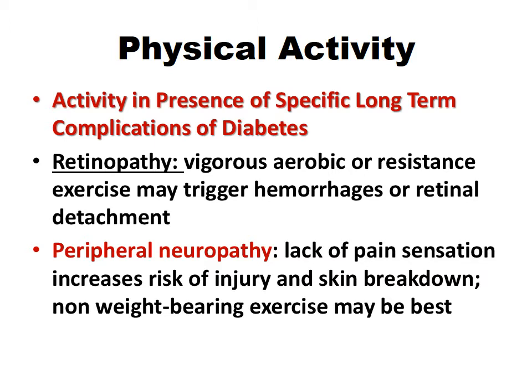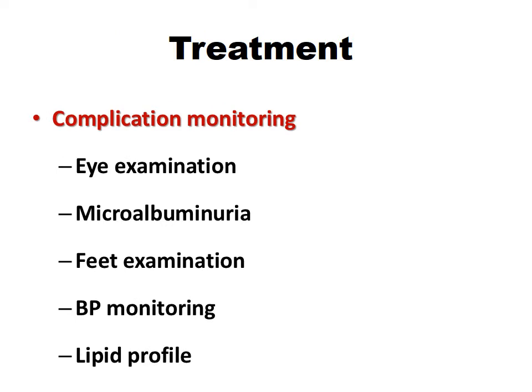Physical activity performed in the presence of specific complications of diabetes, such as retinopathy. If the patient applies vigorous aerobic or resistance exercise, this may lead to hemorrhages or retinal detachment. In the presence of peripheral neuropathy, the patient has a lack of pain or sensation, therefore this will increase the risk of injury and skin breakdown. So we start treatment with diet and physical exercise.